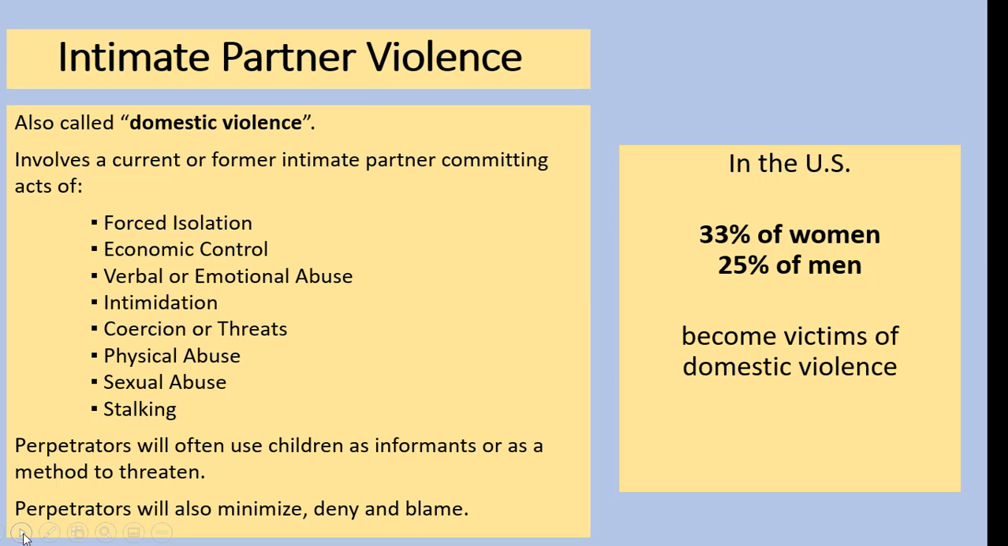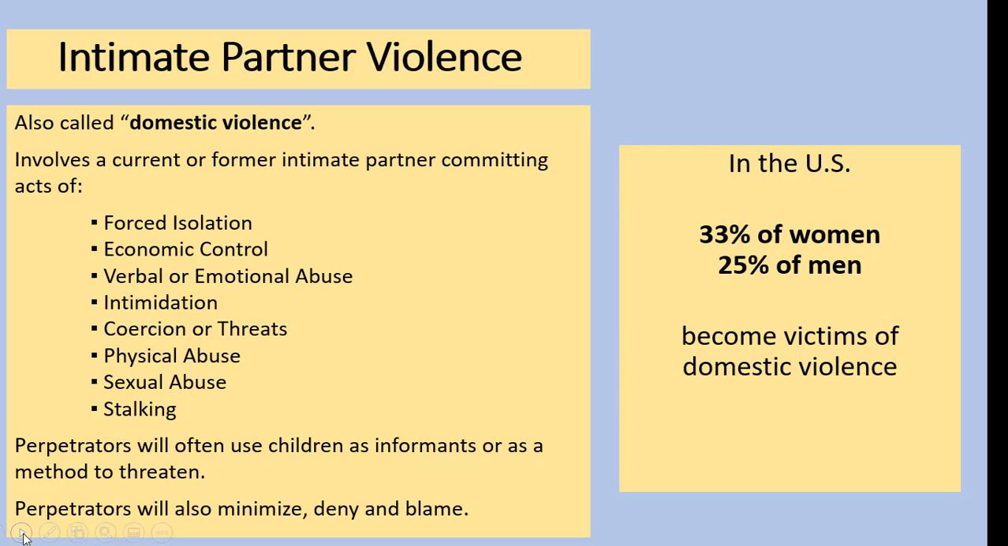Intimate partner violence, which is also called domestic violence, involves criminal acts of abuse committed by one intimate partner to another. So this does not involve strangers, is the point I'm trying to make. So if you were walking down the street and a stranger came up and punched you in the face, they can't be charged with intimate partner violence. That's an assault, right? So intimate partner violence involves people who are currently in an intimate relationship or who used to be in an intimate relationship with each other.